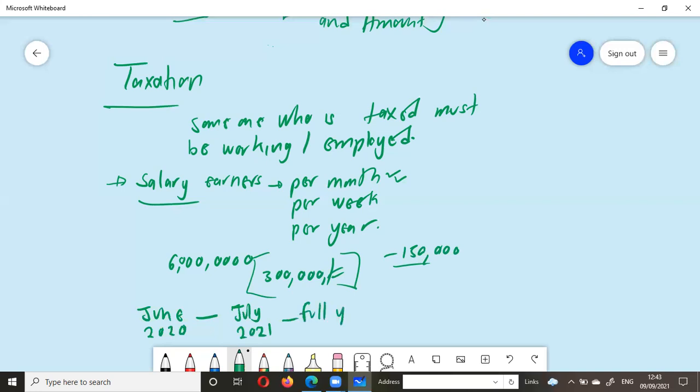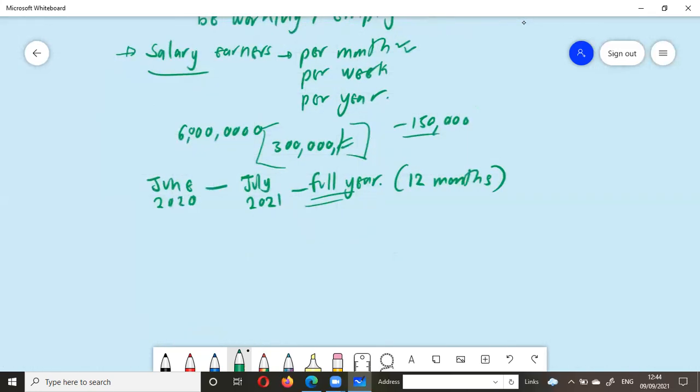This is a full year. So when you pay taxes in June, they will charge you again in the next year. So it will be a full year. But remember, a year has 12 months. So when you are given a salary, the government will charge you every after a year.